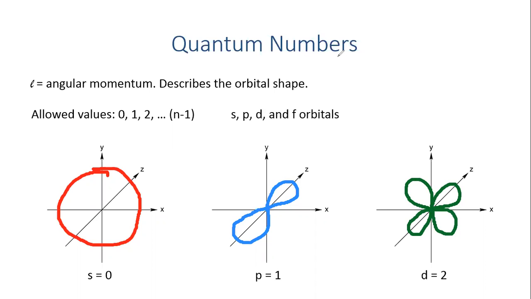And so we can see with our orbital shapes that we have certain integers that go along with them. For our S suborbital, we have an allowed value of 0. With our P suborbital, our allowed value is 1. With our D suborbital, our allowed value is 2.